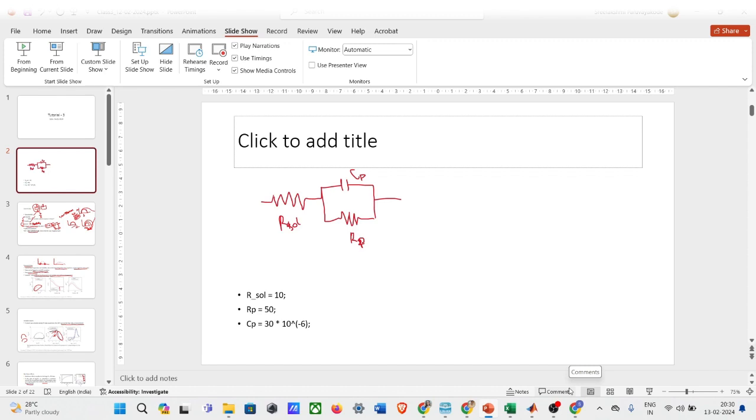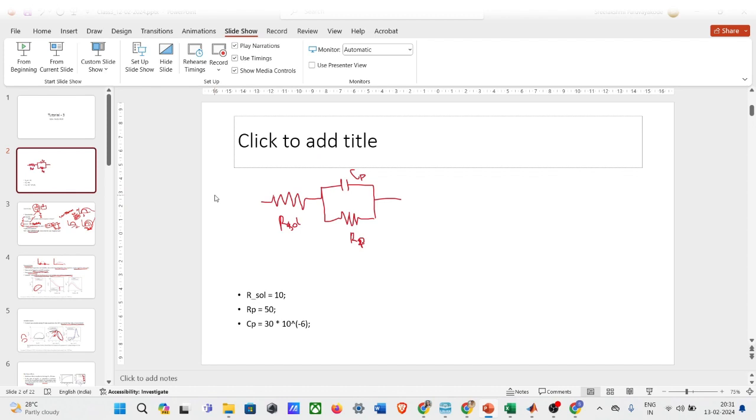So the question is: how can we plot this in MATLAB? This is an equivalent circuit model, where you use a resistor, capacitor, and parallel combinations to get a model. Your measurement model approach also uses a combination of these models. So how can we do it in MATLAB?